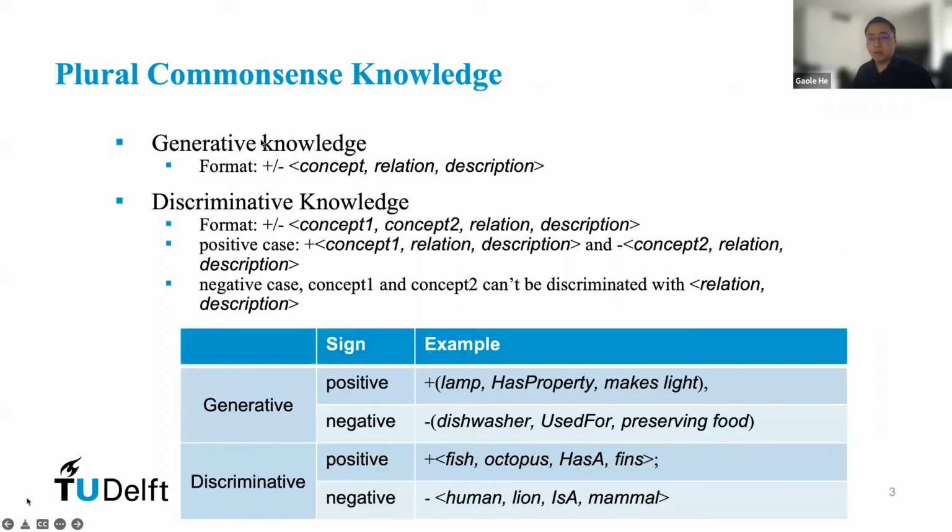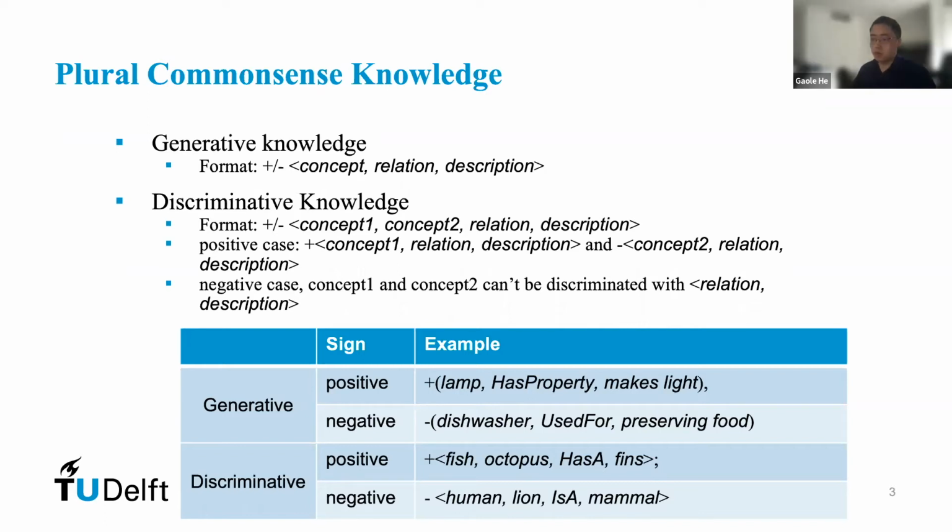In this paper, the collected knowledge tuples fall into generative and discriminative categories, and meanwhile contain positive and negative signs. The generative knowledge describes the real-world fact in the format of subject, predicate, object. The sign here indicates whether the attribute holds or not in the real world. Another type of knowledge is discriminative knowledge, which describes whether the attribute can discriminate two concepts. The sign then indicates whether the two concepts can be discriminated with such attributes.